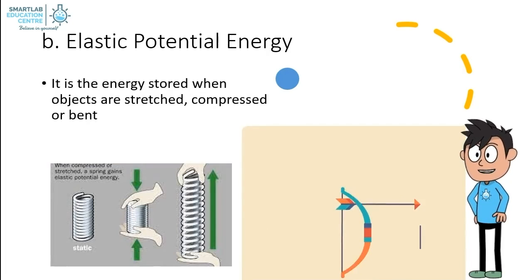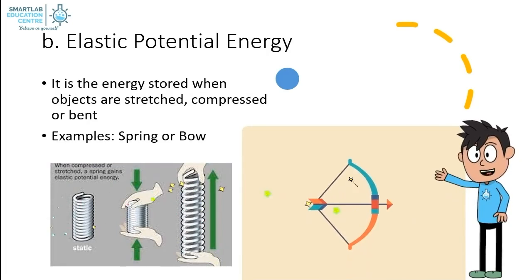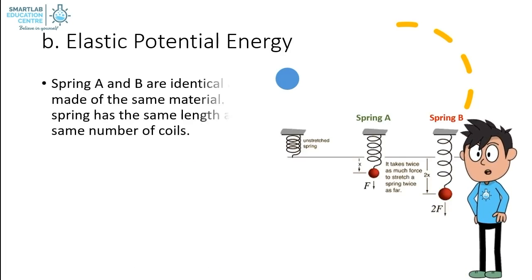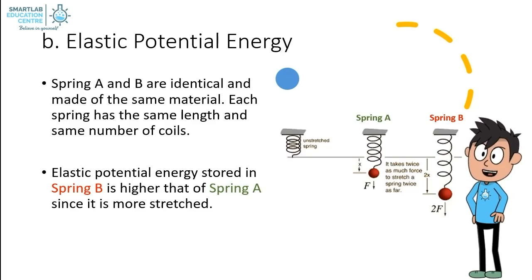It is the energy stored when objects are stretched, compressed, or bent. For example, springs and bows have elastic potential energy. Spring A and B are identical and made of the same material. Each spring has the same length and same number of coils. Elastic potential energy stored in spring B is higher than that of spring A, since it is more stretched.